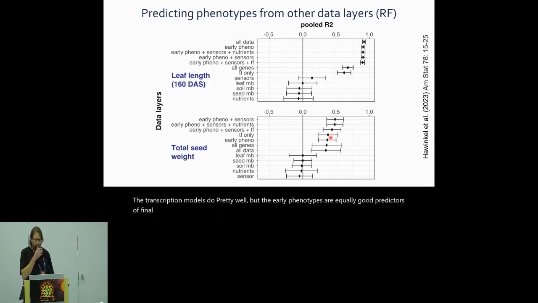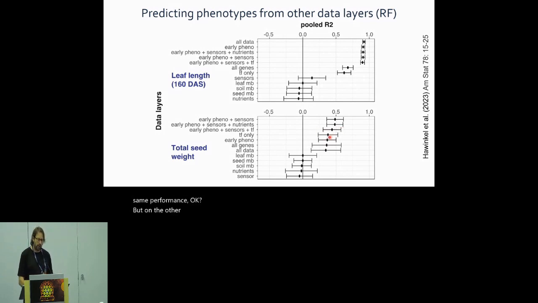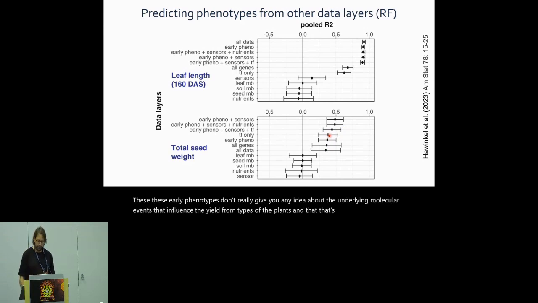From the omics perspective, this is bad news, because why would you generate very expensive omics data to predict what the final phenotype of a plant will be if you can just as well take a picture of the leaf and then predict it from there, and you have the same performance, okay? But on the other hand, these early phenotypes don't really give you any idea about the underlying molecular events that influence the yield phenotypes of the plants, and that's what we use the omics data for.